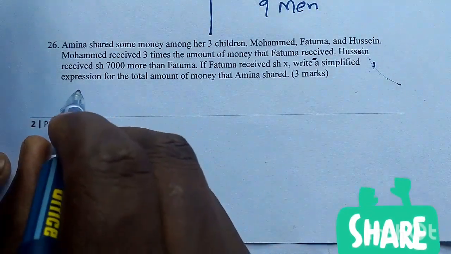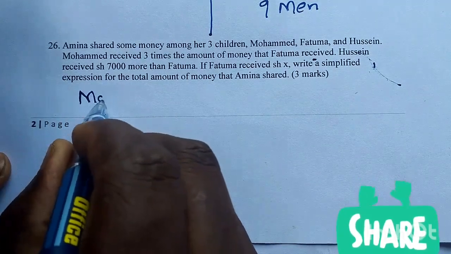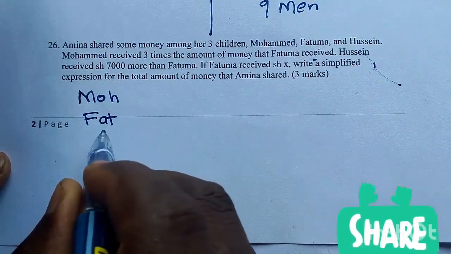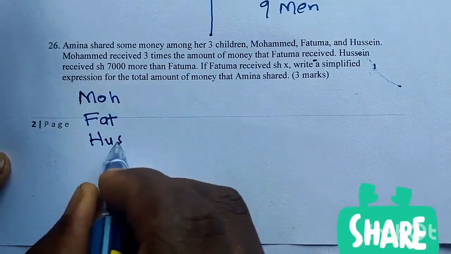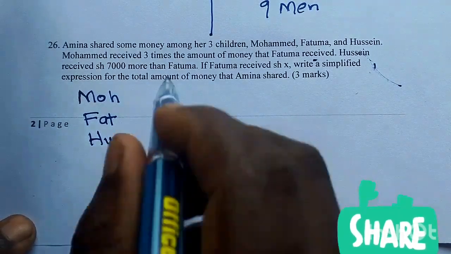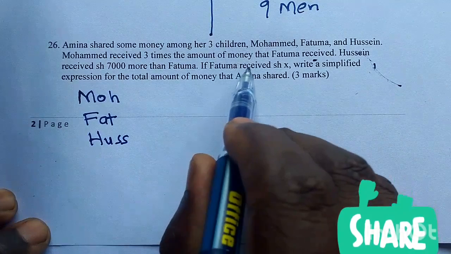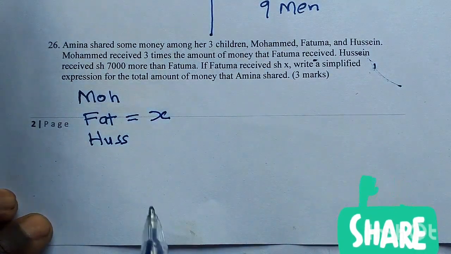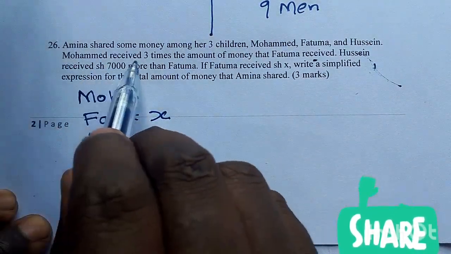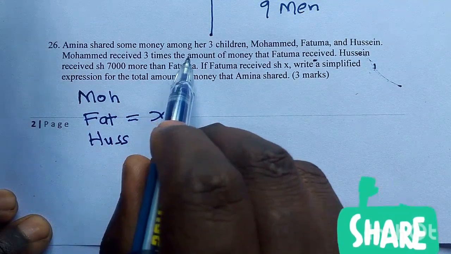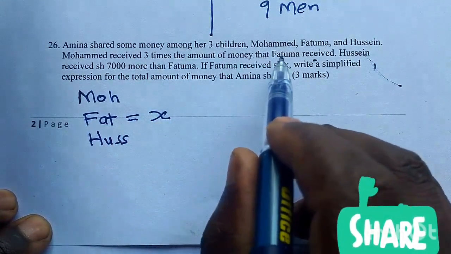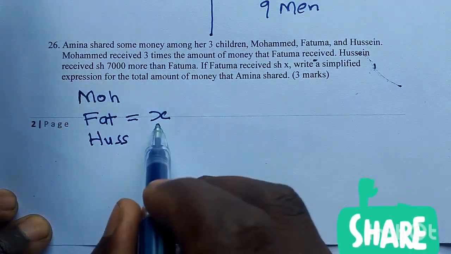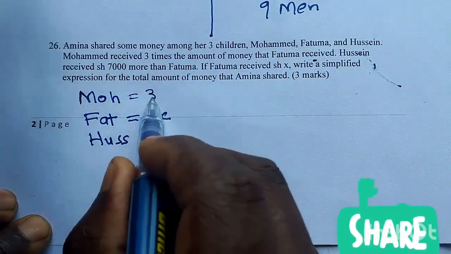So we can start with Muhammad, then Fatuma, then Hussein. We are told that Fatuma received X, so we start with the one we have been given. Fatuma received X, and then go back and read the question. Muhammad received 3 times the amount of money Fatuma received. So that is 3x, 3 times x.